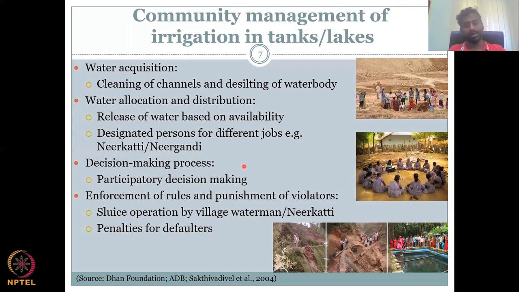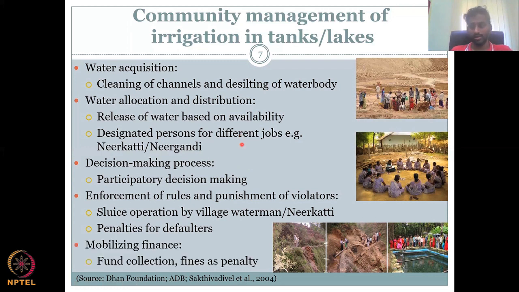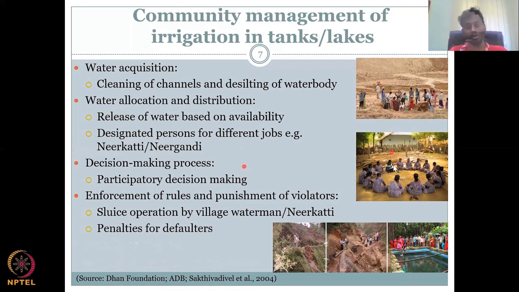So if you say 10 farmers are there in a village, all 10 would nominate one person to take care of the water. And that is nomination by vote and everything. So it's not like one person stays every time. So this is how a community network can actually solve the issues of farm water use, etc. Then the last one is mobilizing of funds. The fund is collected by these Neerkattis or village watermen based on how much water is used.